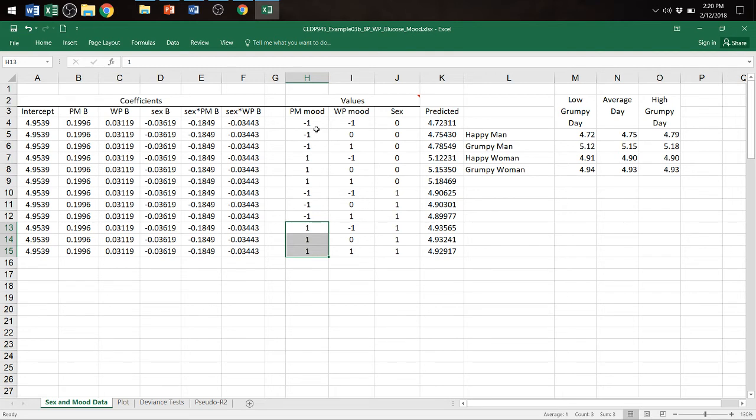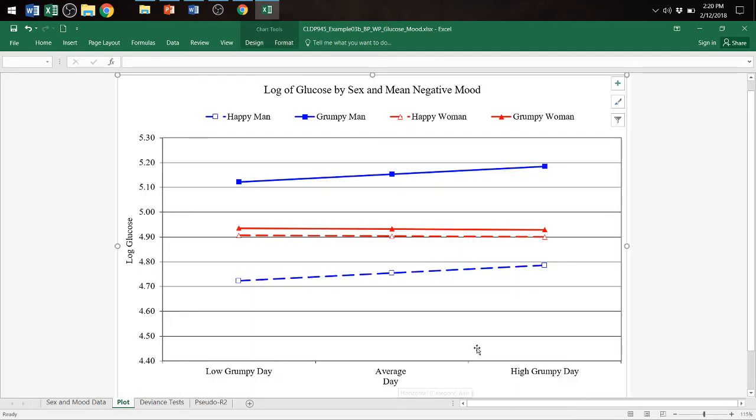So I have a low grumpy person and a high grumpy person. And then I have -1, 0, 1, meaning a lower than usual day, an average day, and a grumpy day. And then I have that for each level of gender. And then there's my formula: intercept plus slope times variable plus slope times variable. And I just drag the formula over here so that Excel understands that I want to make a picture. And there it is.